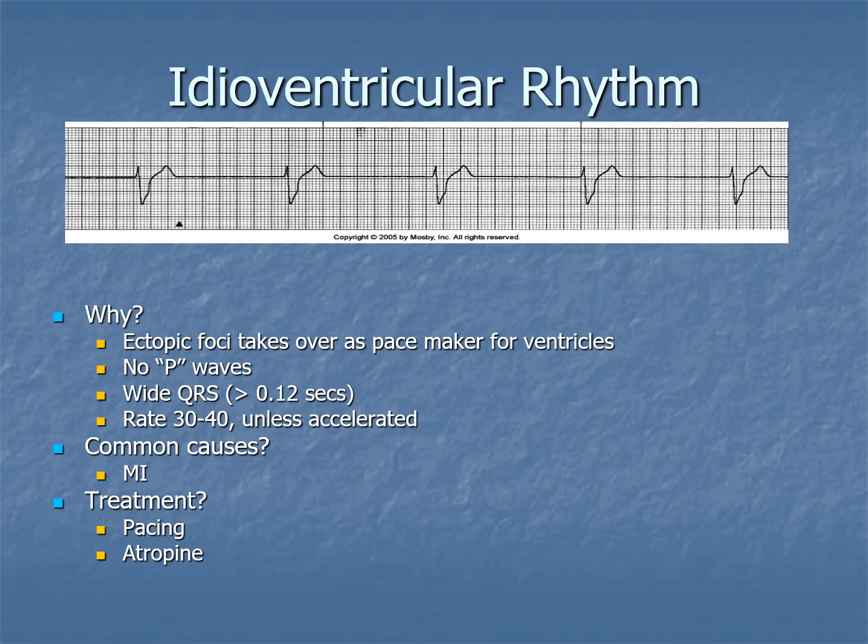of 30 to 40. Common causes are an MI, so basically the heart attack has knocked out that dominant pacemaker that's going to result in the nice PQRS, the rate of 60 to 100. Treatment is pacing, atropine, but again, this is usually an indication that the heart itself, the myocardium and the conducting system, have taken a major hit.